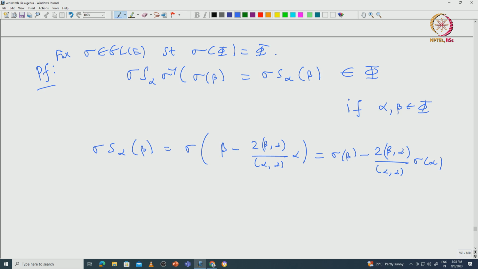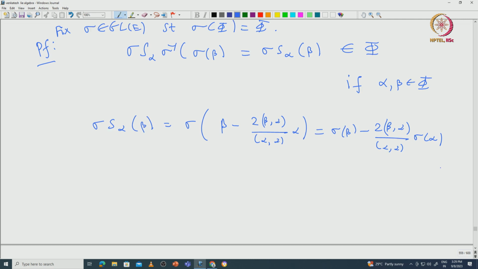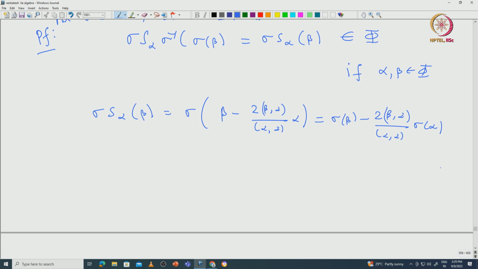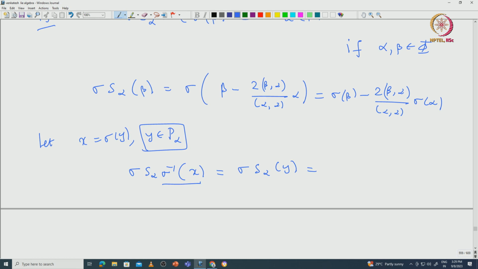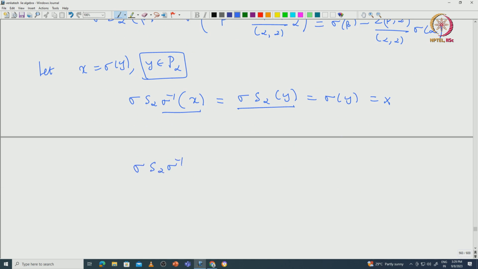Now, if we take some element that is in sigma of P alpha, then you can see that sigma S alpha sigma inverse must fix that element. So, let x be in sigma of P alpha. That means x can be written as sigma of y for some y in P alpha. Now let us compute what happens to x under sigma S alpha sigma inverse. Sigma inverse of x will be y, but y is coming from P alpha, so S alpha fixes y. Then we get sigma of y, which is going to be x. So, that means sigma S alpha sigma inverse fixes all the elements of sigma of P alpha.